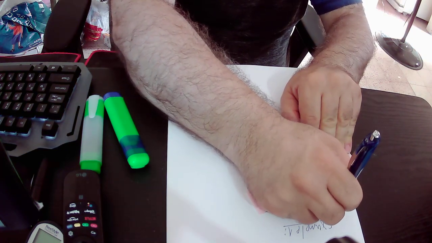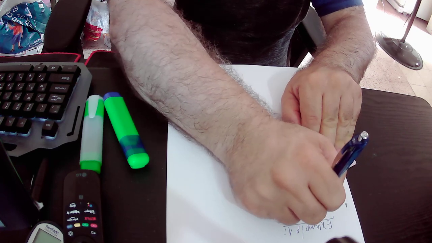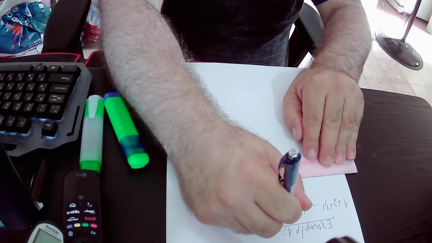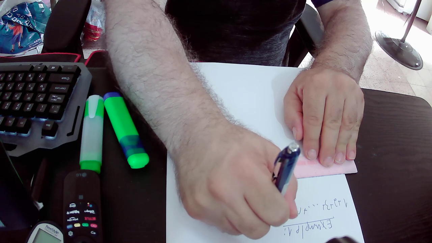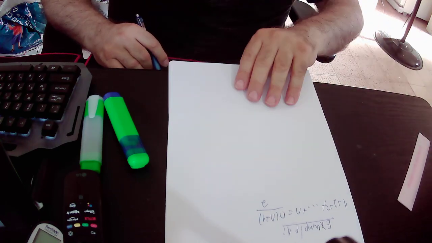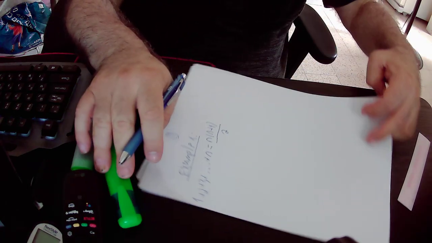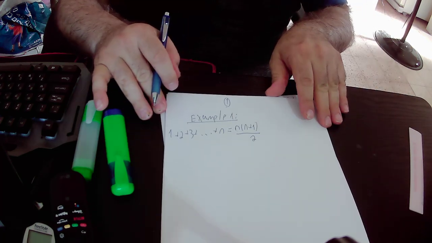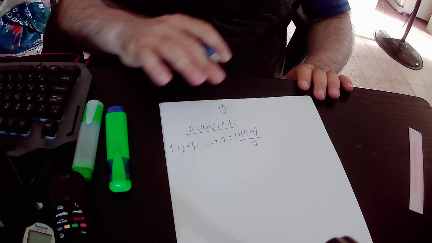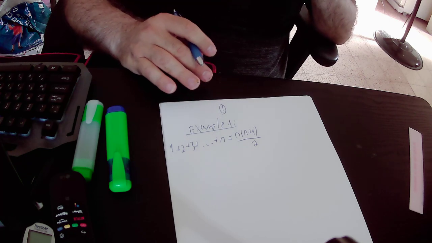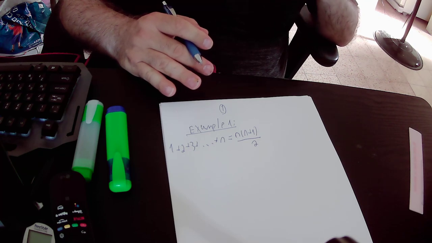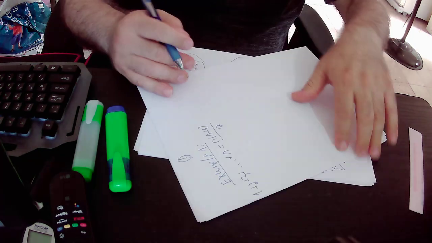1 plus 2 plus 3 plus ... plus n equals n times n plus 1, all divided by 2. So we have to prove that this statement, 1 plus 2 plus 3 plus ... plus n equals n times n plus 1 divided by 2, is true for all the natural numbers. So we will start with the first stage.